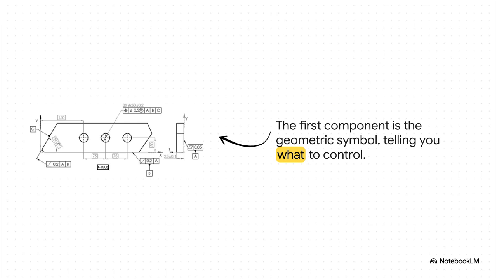Okay, let's start right at the beginning. The very first box holds a symbol. This is our verb. It tells us the action. It's telling you what kind of control is being applied. Are we talking about flatness, position, the angle? This one symbol defines the entire requirement. In this example, the crosshair symbol means we are controlling position.